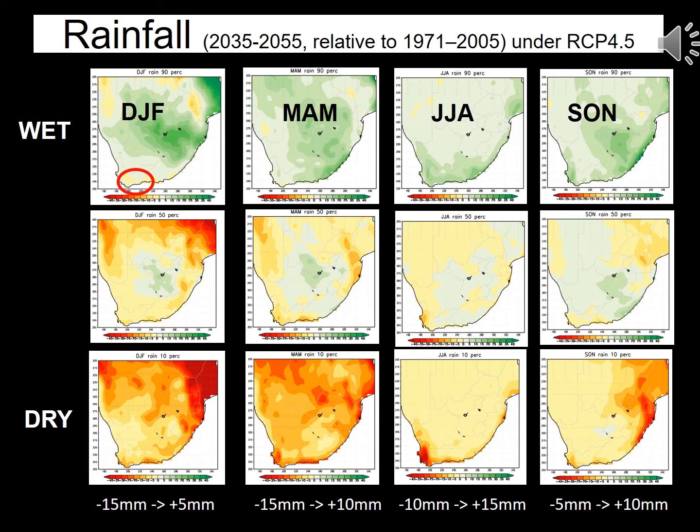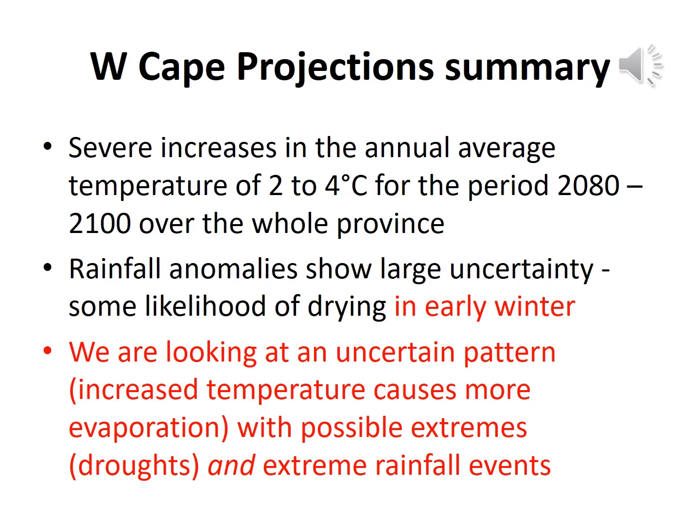The last column is September, October, November. This is the end of winter going into summer. And you can see it's quite similar to the middle of winter. We have a smaller chance of drying, minus 5 millimeters, and the wetting or the increased rainfall up to plus 10 millimeters. So this is all we're prepared to say. And you might say, well, it doesn't really tell us very much. So the message from this set of diagrams is that we are unclear and that the future rainfall for the area is uncertain.